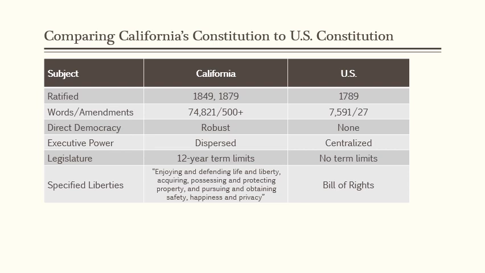So to kind of sum up, the big takeaway here is that California's Constitution is distinct from the U.S. Constitution in some pretty critical ways that make government and politics in the state operate pretty differently from how it works at the federal level.